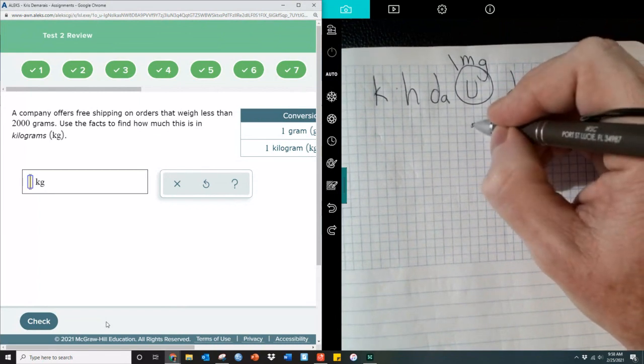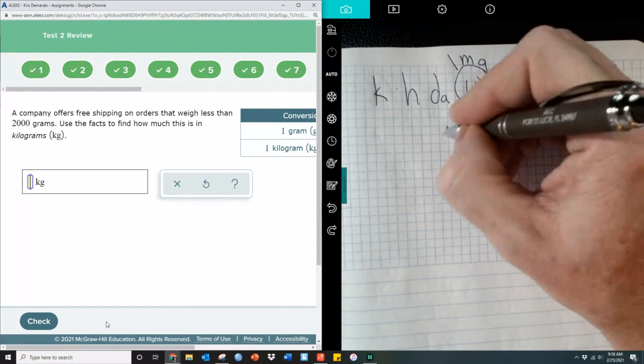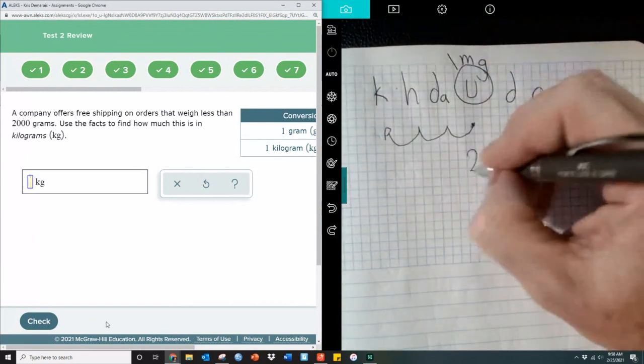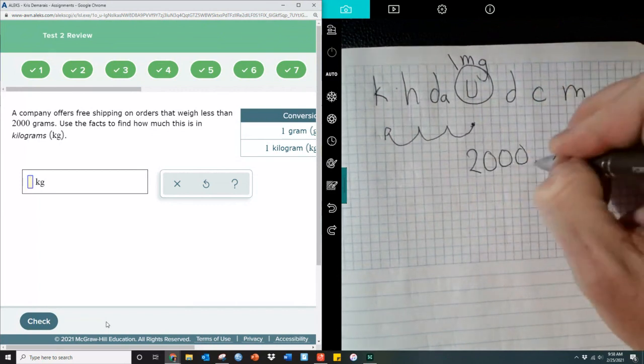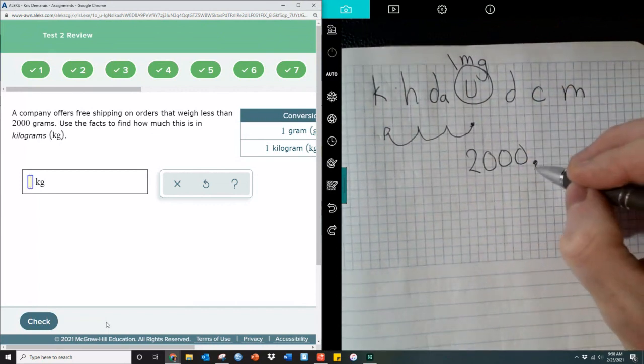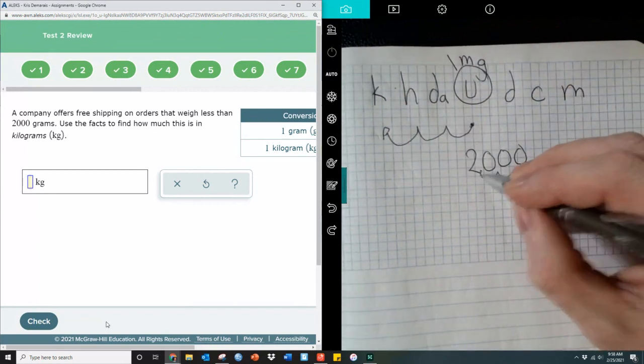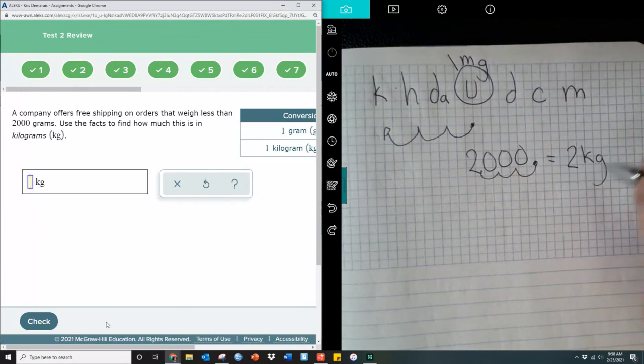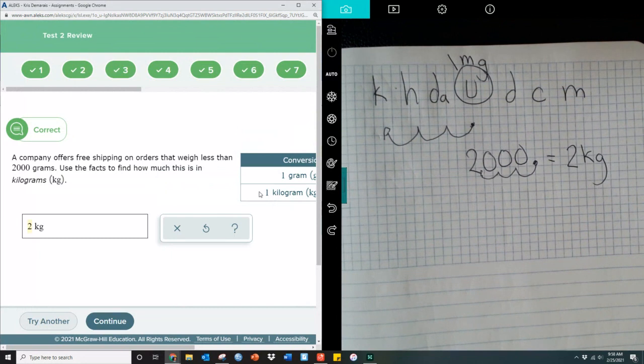So we're going to go from grams over 1, 2, 3 units to the kilograms. So that means we take the decimal point located after the whole number and move it the same direction, 1, 2, 3. So that is equal to 2 kilograms. So that's it. How fast is that? There's no need to memorize any of this stuff over here as long as you remember King Henry died, unfortunately, drinking chocolate milk.